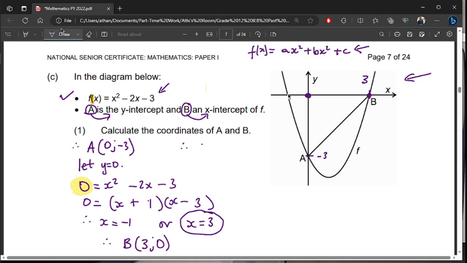I'm just going to put this -1 value here, the one we got for x. It might help us in future. So there it is, -1, and then you have 3 there. That's fine. So we found the coordinates of A and B. Let's look at the next question.